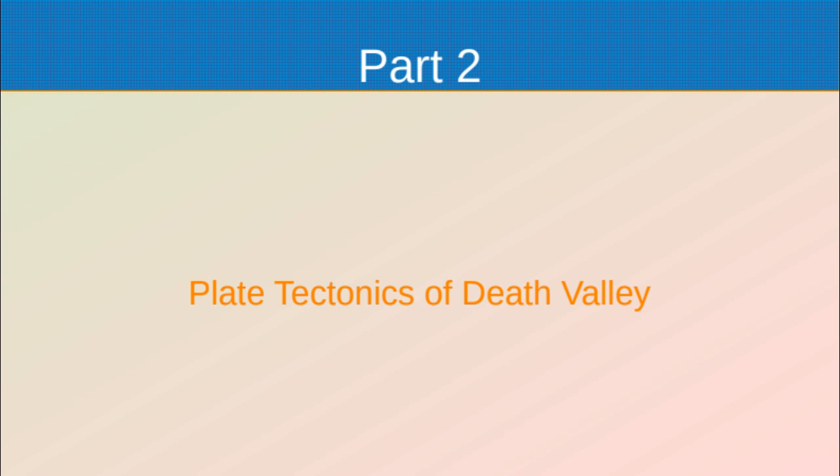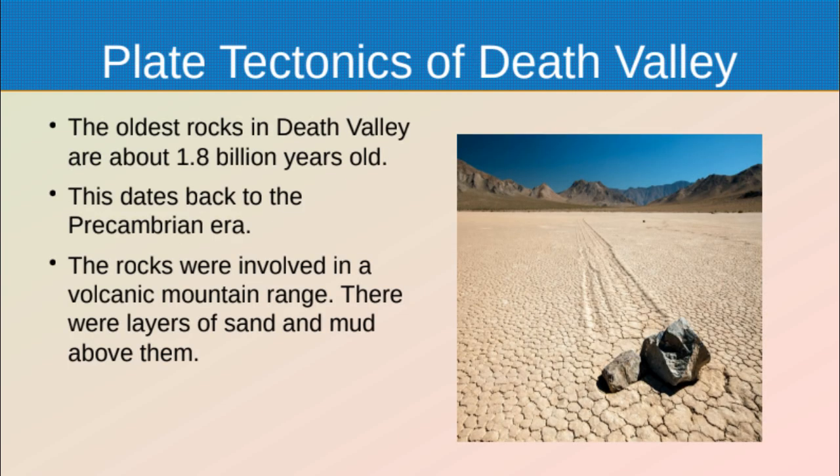Part 2, Plate Tectonics of Death Valley. The oldest rocks in Death Valley are about 1.8 billion years old. This dates all the way back to the Precambrian era. These rocks were volcanic and sedimentary before. They were transformed into metamorphic rocks, such as schists and gneisses, due to intense heat and pressure underground.